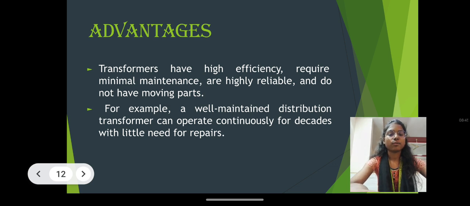Advantages. Transformers play a critical role in enabling long distance power transmission with minimal loss. They ensure the electricity is supplied safely, efficiently, and at the correct voltage level for homes, industries, and commercial uses. Without transformers, modern power systems would not function efficiently. For example, a well-maintained distribution transformer can be operated continuously for decades with little need for repairs.